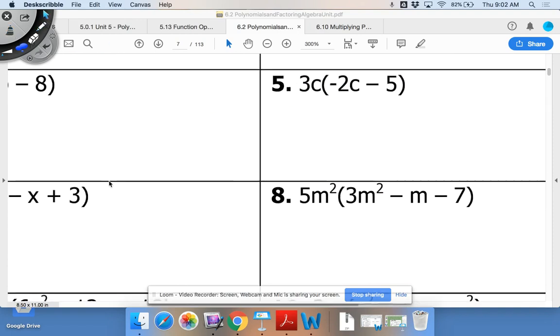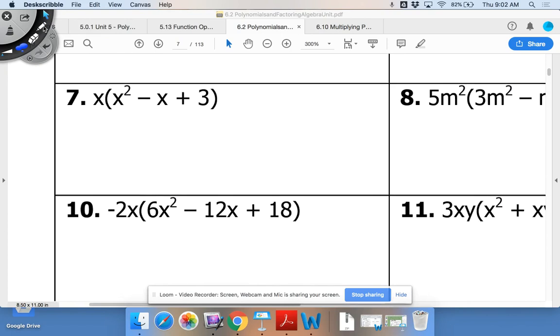We are now going to look at number 7, and you'll notice this monomial is multiplying by a trinomial. So we have 3 terms we're going to distribute through. So I'm going to go ahead and draw my little rainbows. So I have x times x squared would be x cubed. Then x times negative x would be negative x squared. And then x times positive 3 is positive 3x. Very good. And that's our final answer.